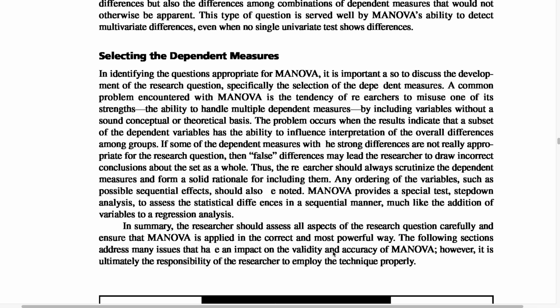Researchers should always thus scrutinize the dependent measurements and form a solid rationale for including them. Any ordering of the variables, such as possible sequential effects, should also be noted. MANOVA provides a special test, step-down analysis, to assess the statistical differences in a sequential manner, much like the addition of variables to a regression analysis. In summary, the researcher should assess all the aspects of the research question carefully and ensure that MANOVA is applied in the correct and most powerful way.